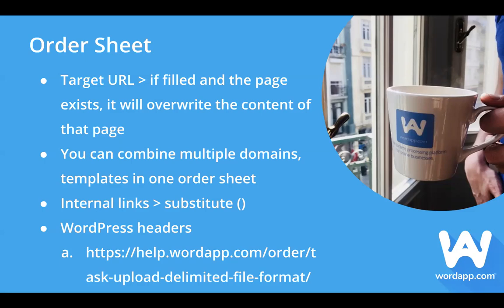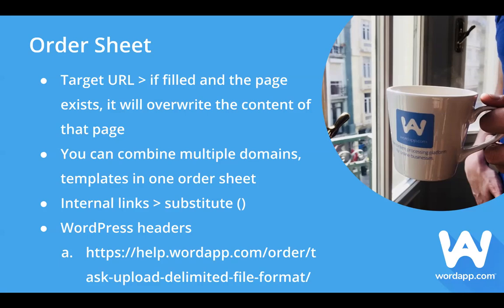Just quickly, the things that are in here. Target URL is something we support in the order sheet. If it is filled out and the page exists, it will actually overwrite the content of that page when you publish it. So either leave it empty, or if you have a dedicated page already created, then use it. But most of the time you want to leave the target URL empty because you want a new page to be created. Second, you can combine multiple domains or multiple templates in one order sheet. So you don't need to have 15 different order sheets if you have 15 different templates. You can actually combine them all in one.